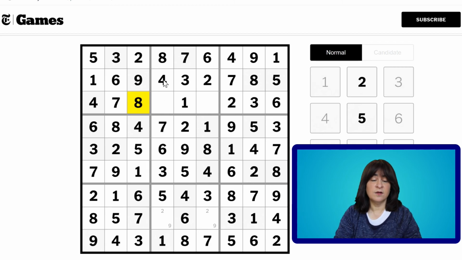Now in this column we're missing a 2 and a 9, but the 2 can't go here because of this 2. So this has to be the 9. And then this is the 2, which means this is the 9. And now there's one cell left and it's the 5.